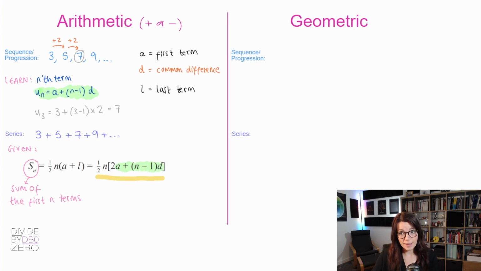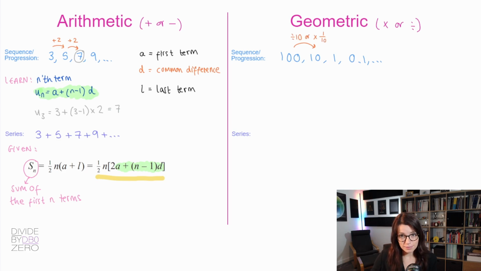If we move on to geometric sequences and series now, the main difference is with geometric, you're either multiplying or dividing by the same number to get to each next term in the sequence. So as an example, we could have maybe 100, 10, 1, 0.1, etc. And in this one, to get from one term to the next, you can think about that as either dividing by 10 or multiplying by a tenth.